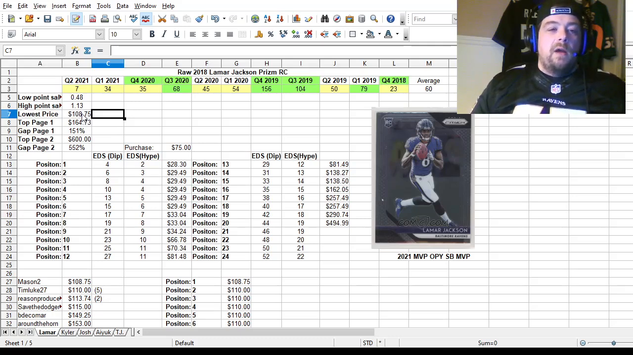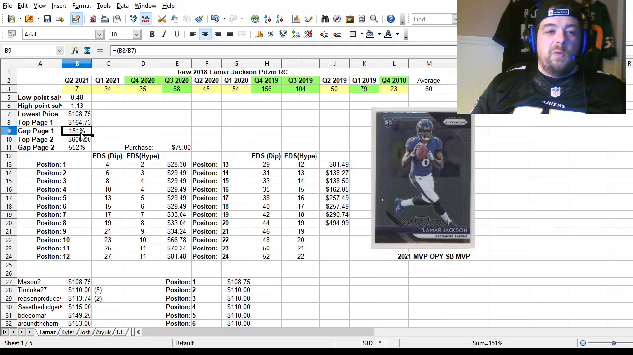So right here, this is the lowest price on the page. This is the top price on the page. So this is spot 1, this is spot 12, and this is the difference between the two. Spot 12 is 151% of spot 1, and I think I might change that to only show 51% higher. But anyway, I've got a lot of adjusting to do here.